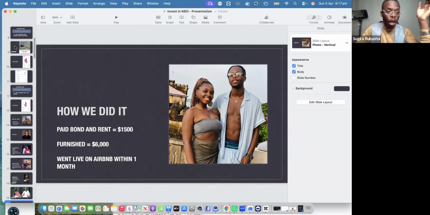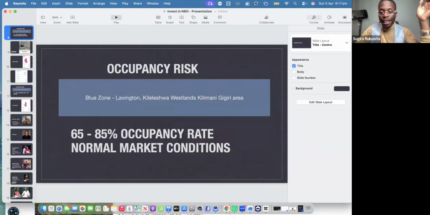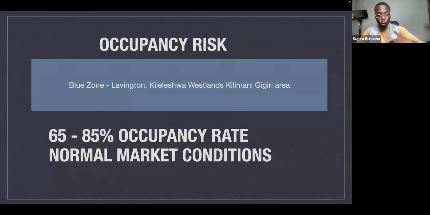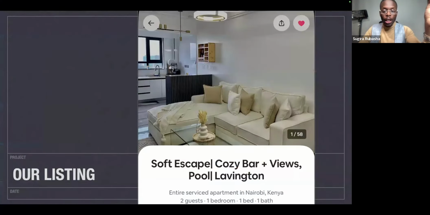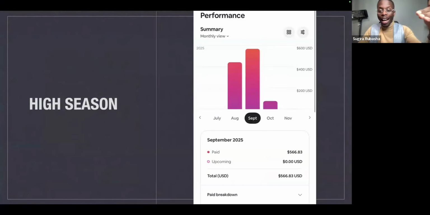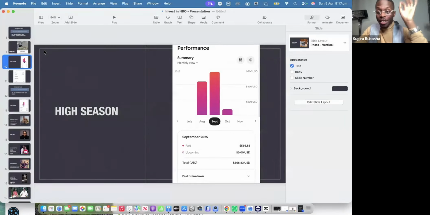So let's go back, right? I'm going here into the technicalities, occupancy rate. So guys, when you do this, you ask, okay, Sujiro, what can I expect on my investment? If I do this, what can I expect? And this is just Airbnb, right? So this is our listing. This is high season. So guys, when we started this around last year, closer to this time, we started around June. If you can see here, June, there's nothing there because we hadn't started Airbnb. So we literally started around June.